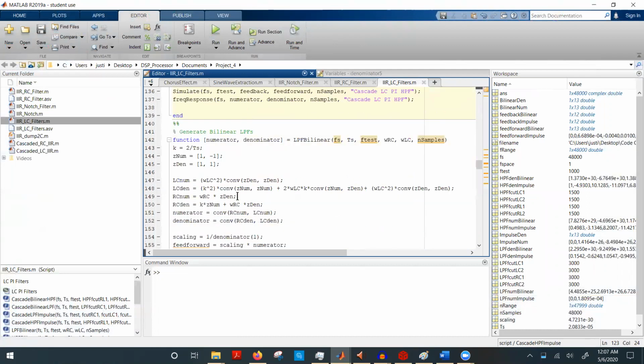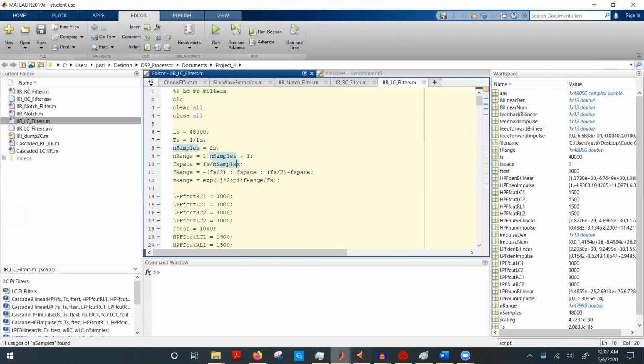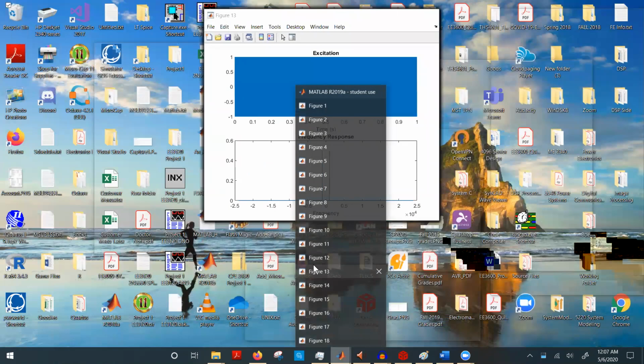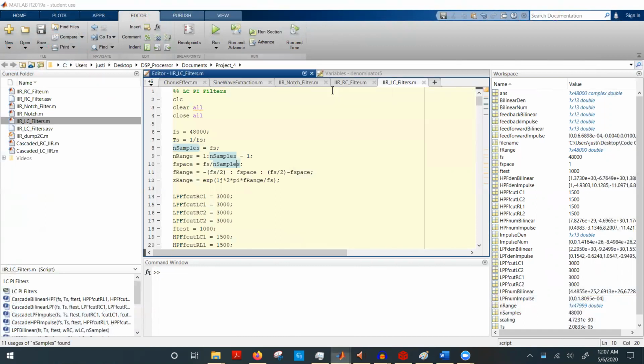So this has been a more in-depth look at the frequency responses of all the LC filters. These LC pi filters were originally third order filters, but I cascaded 2 of them to make 6th order filters. And then I cascaded the 6th order low pass and the 6th order high pass to make a total of a 12th order LC pi filter.